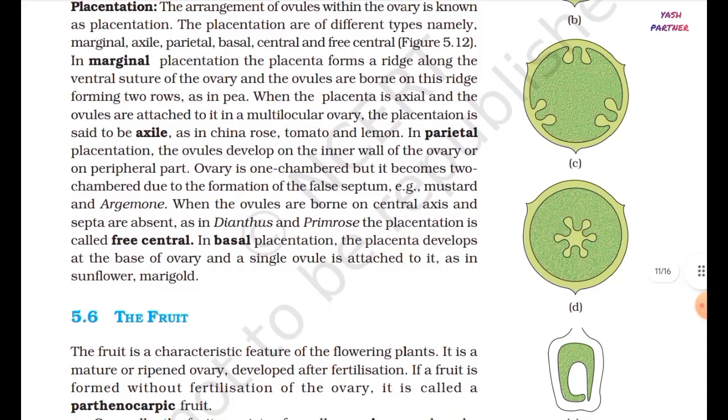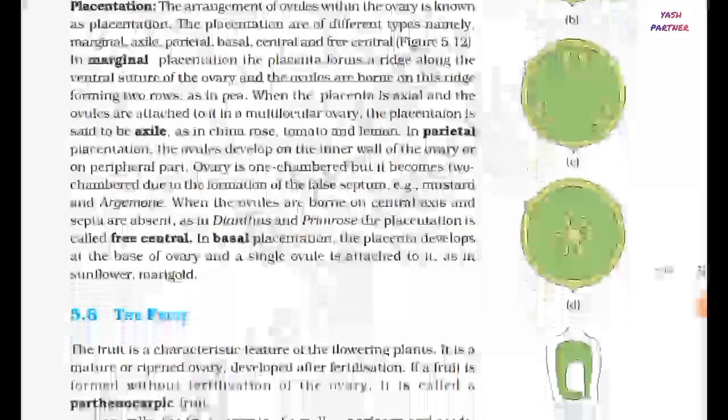In parietal placentation, the ovules develop on the inner wall of the ovary or on the peripheral part. Ovary is one-chambered, but it becomes two-chambered due to formation of the false septum, for example mustard and Argemone. When the ovules are borne on the central axis and septa are absent, as in Dianthus and primrose, the placentation is called free central. In basal placentation, the placenta develops at the base of the ovary and a single ovule is attached to it, as in sunflower, marigold.